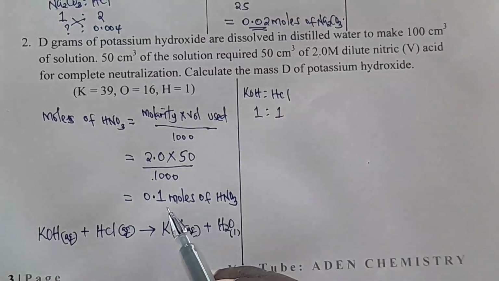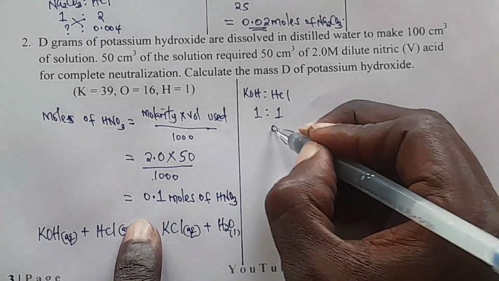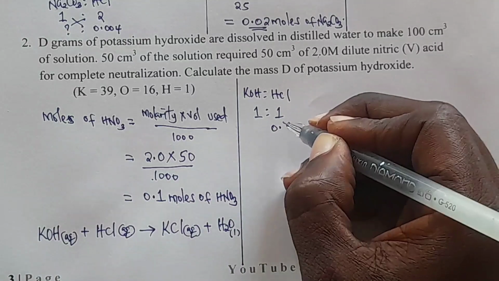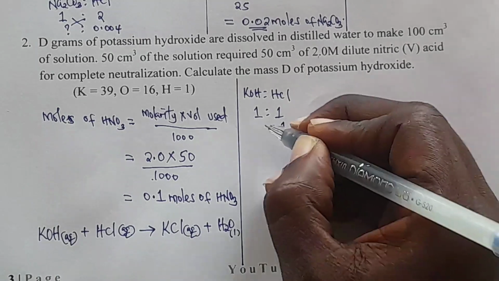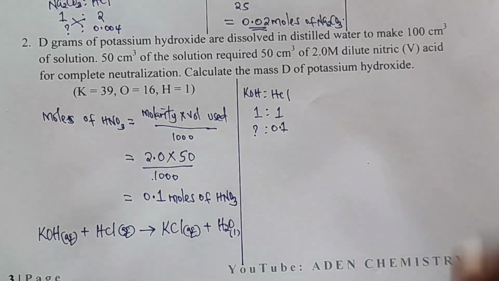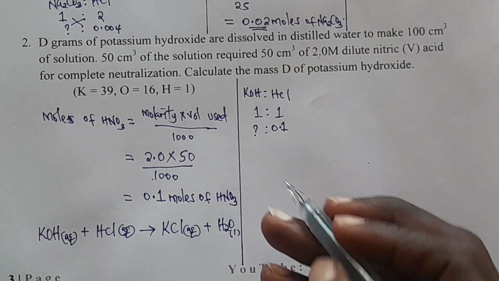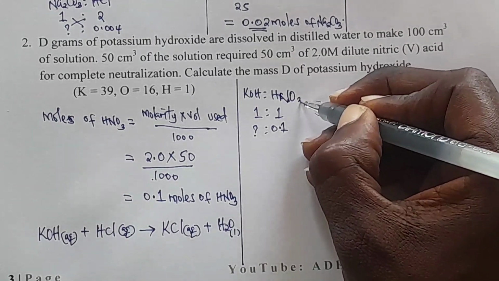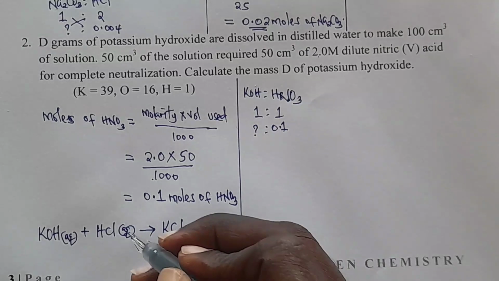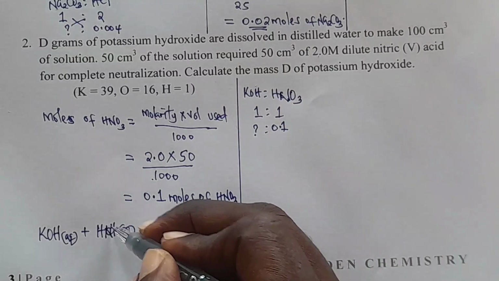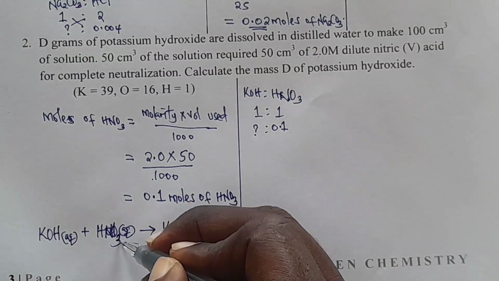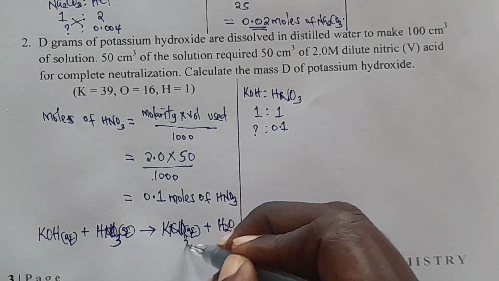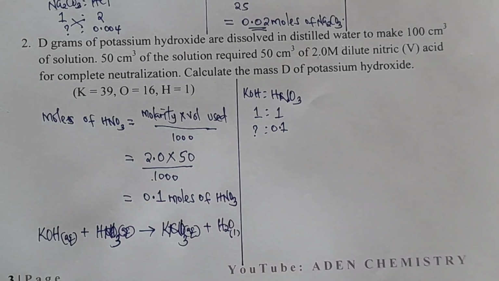So we know the number of moles of nitric(V) acid is 0.1 moles. What about on the other side? Before we proceed, sorry, we are not using hydrochloric acid. Instead, we are using dilute nitric(V) acid. So we have to put nitric(V) acid instead of hydrochloric acid. So here we are going to get potassium nitrate solution and also water.